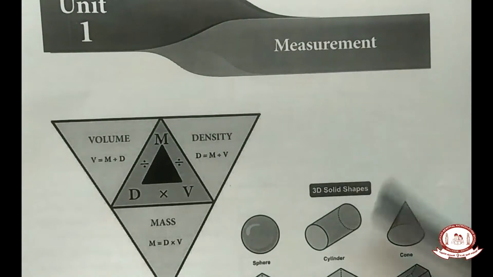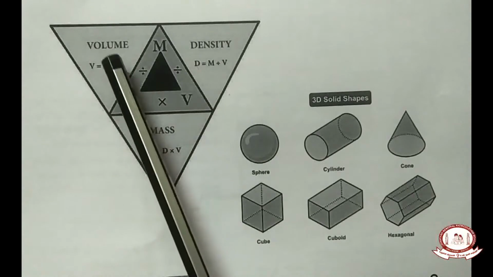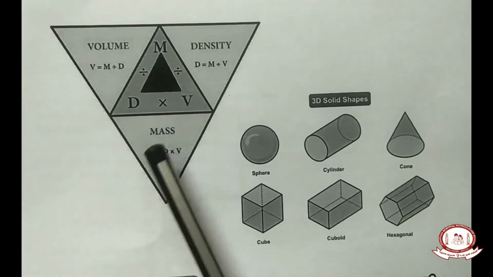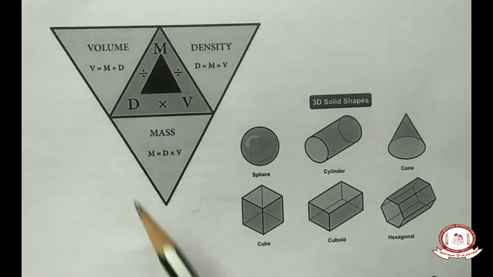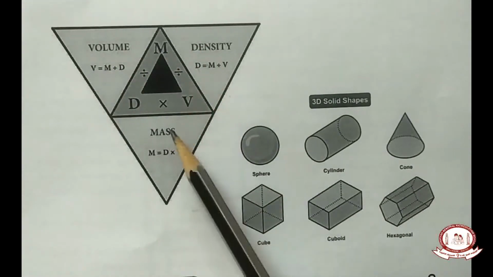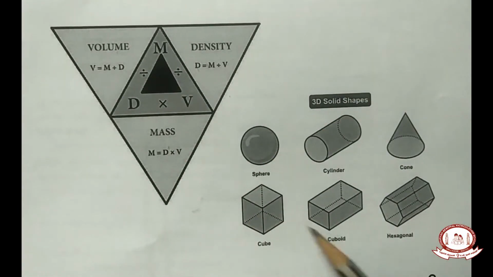Under this lesson, at the very beginning, they give some 3D solid shapes. 3D means three dimensions. They have three measurements. What are the three measurements in these 3D solid shapes? Shall we read? Volume, density and mass. What are the three values, children? Please tell me again. Tell with me. Volume, density and mass.